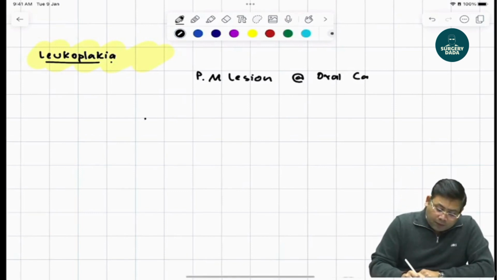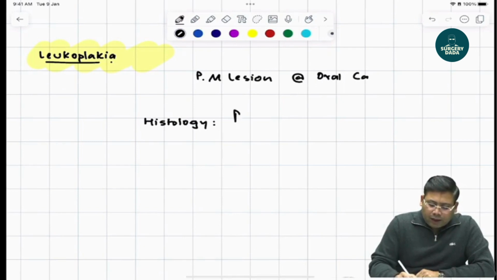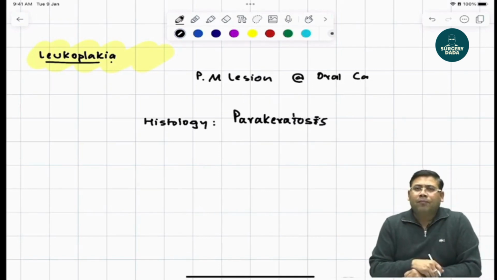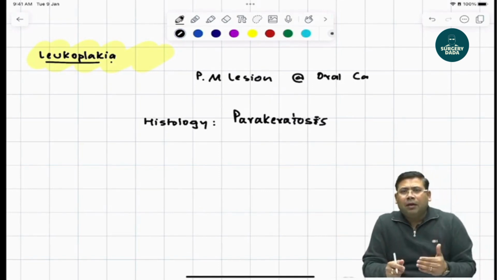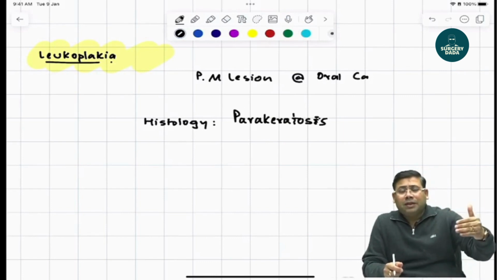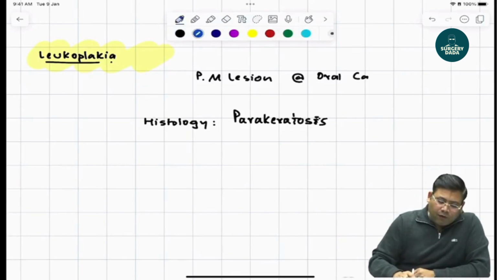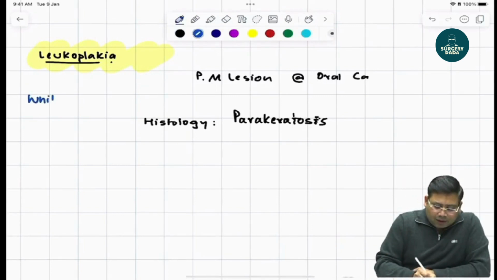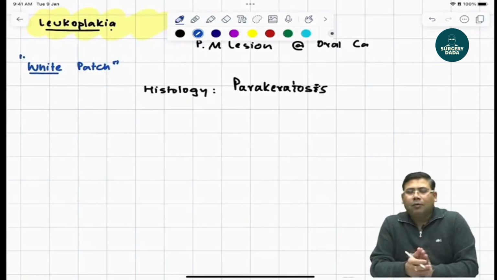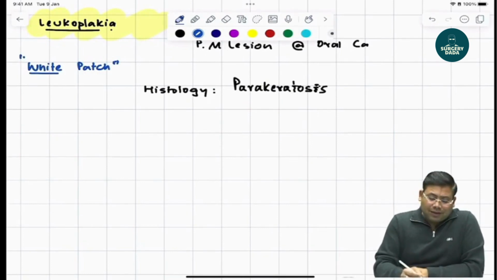What is leukoplakia? On histology, if you see the histopath, you get to see intense parakeratosis. Pleomorphism with atypia is not seen, but the dysplastic changes are still to happen. Leukoplakia is nothing but a white fibrotic patch. So a white patch over the tongue area is what tells us about leukoplakia.